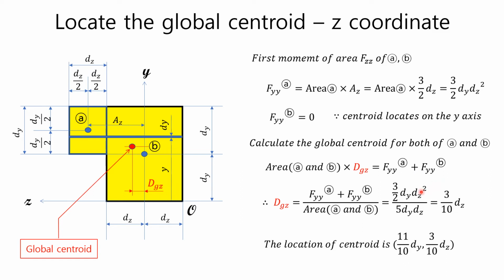Therefore, we can calculate dgz by this equation. Consequently, we can calculate the perpendicular distance of the centroid to the y-axis, which is 3/10 dz. Therefore, the location of the centroid is 11/10 dy, 3/10 dz.